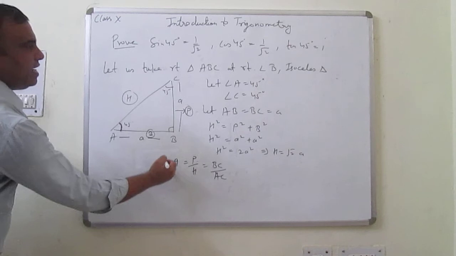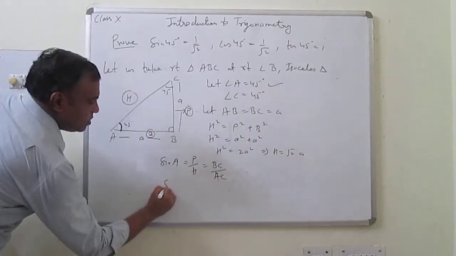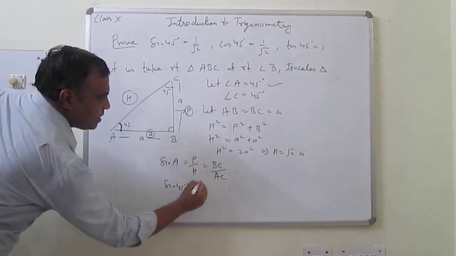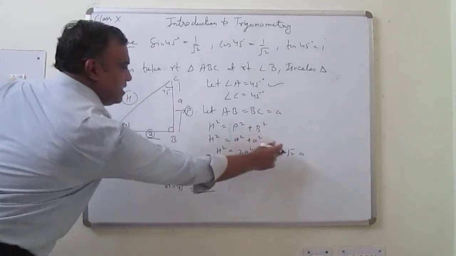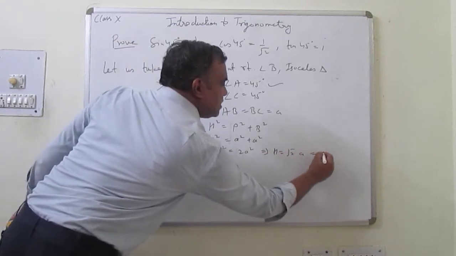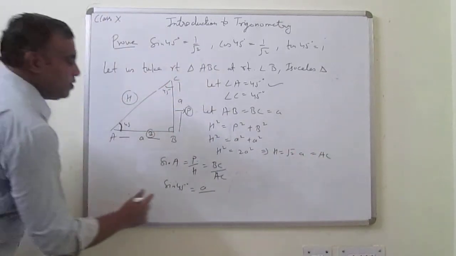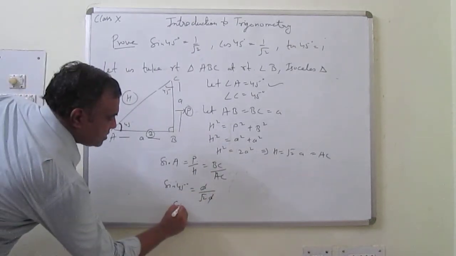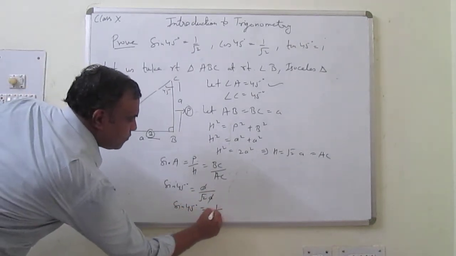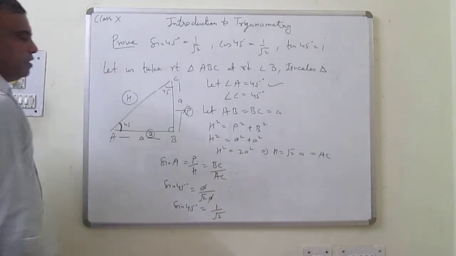So what is angle A? I will take 45 degree. Sin 45 degree is equal to BC upon AC. BC is a and AC is the hypotenuse, root 2 a. This cancels out. You will get sin 45 degree is equal to 1 upon root 2.